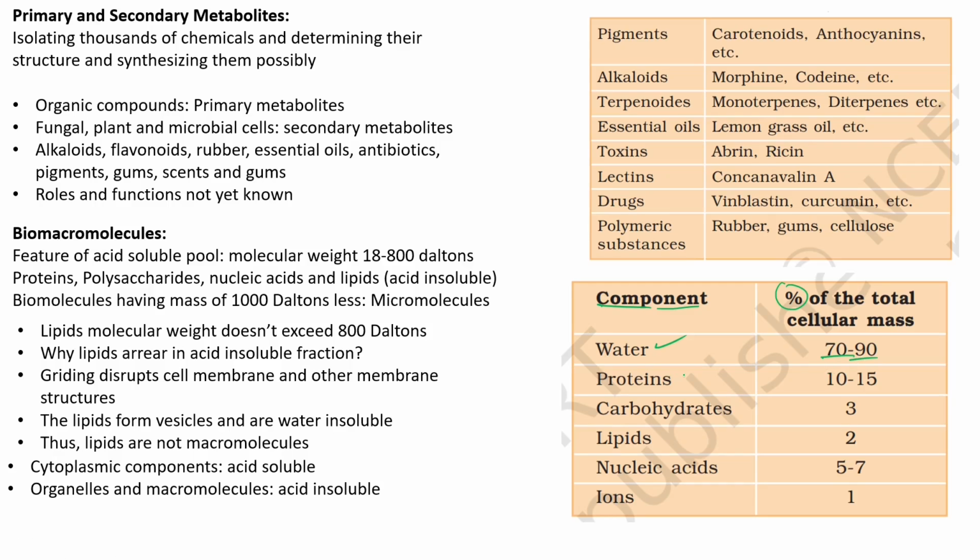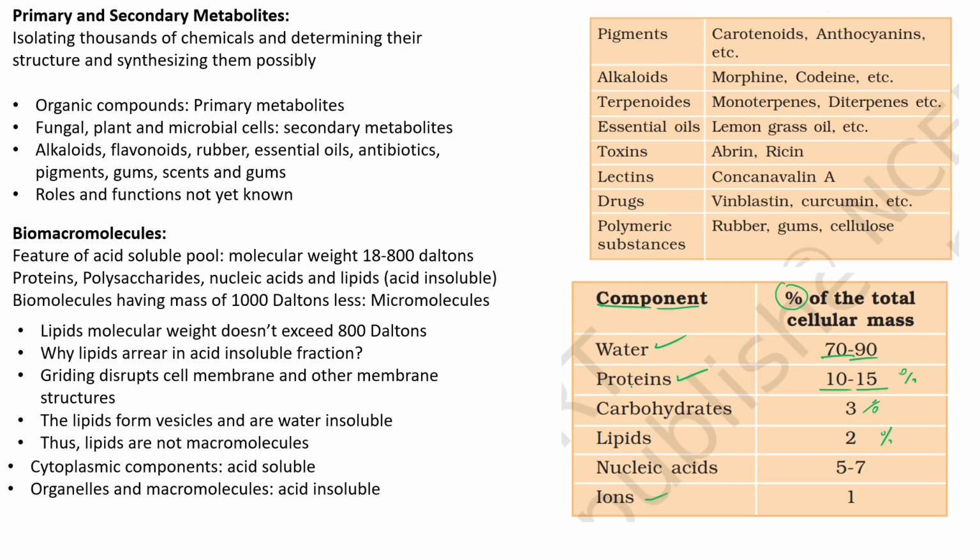And the next one is the proteins. As you can see, the proteins are the next major constituent present in the cells. They contribute around 10 to 15%. And carbohydrates contribute around 3%, and lipids contribute around 2%. And 5 to 7% is mainly the nucleic acid, that is the genetic material, DNA and RNA. And finally, we have ions.